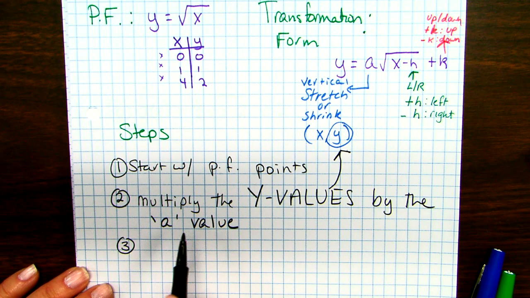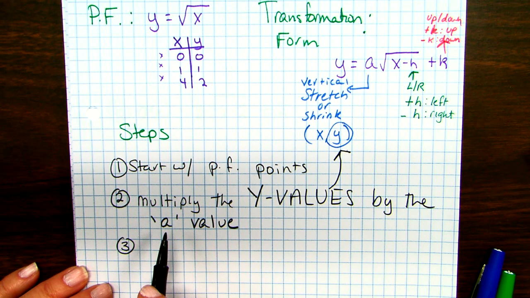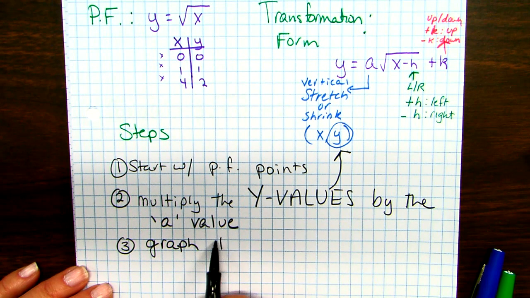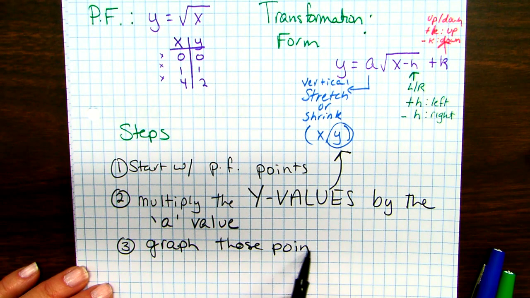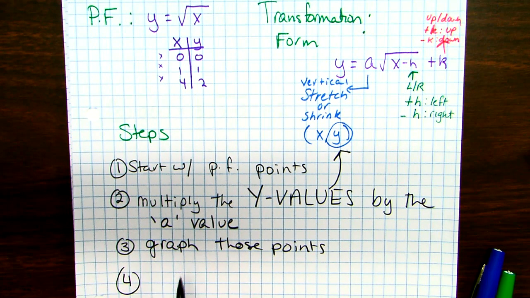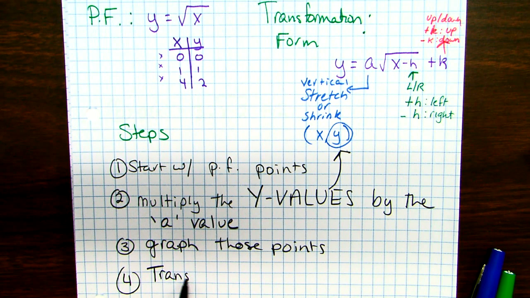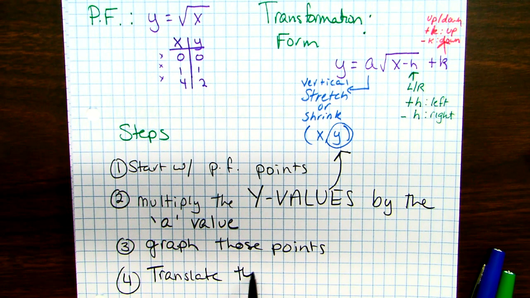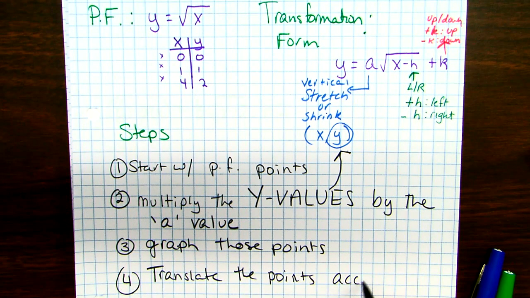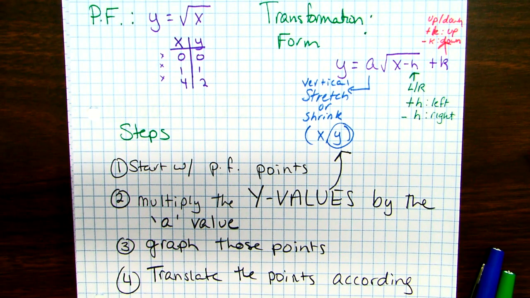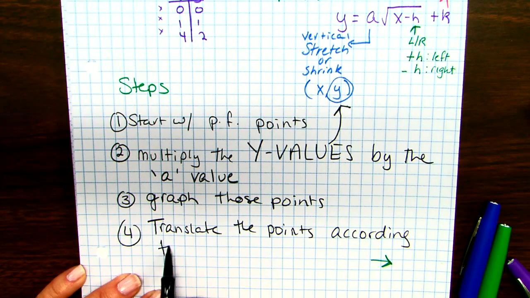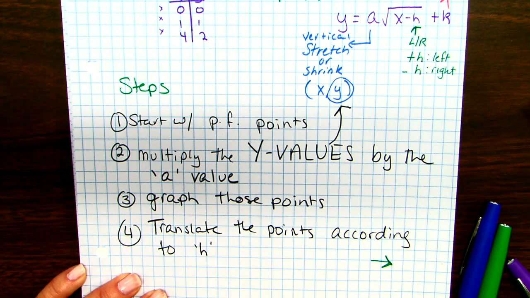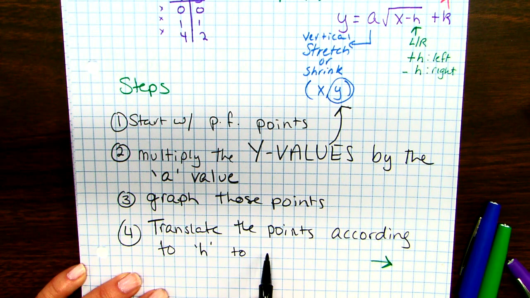And then, well, graph those points. I'll show you. I'm not sure if I like this, but graph those points. And then the last step is to translate the points according to h and k. So there's those extra two steps in there. Yesterday, our steps were the first one and the fourth one. That was it. Okay, so let's see what that looks like.